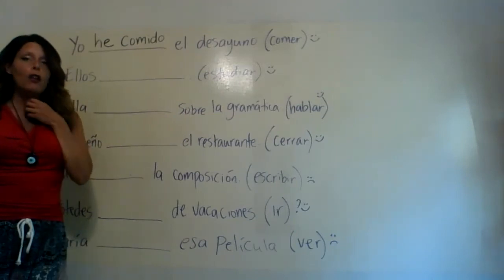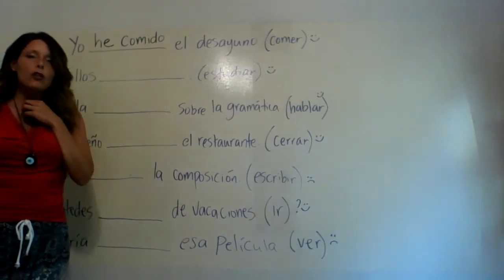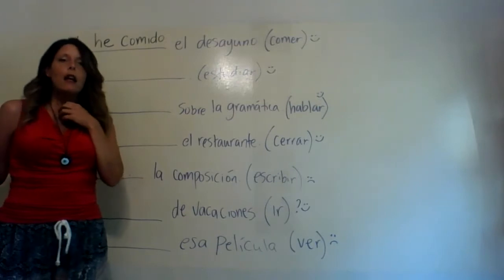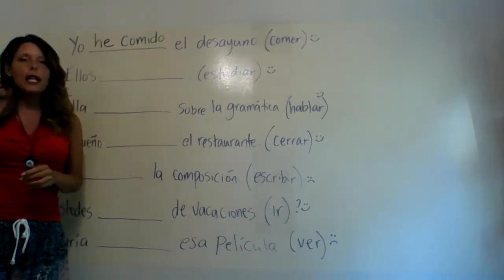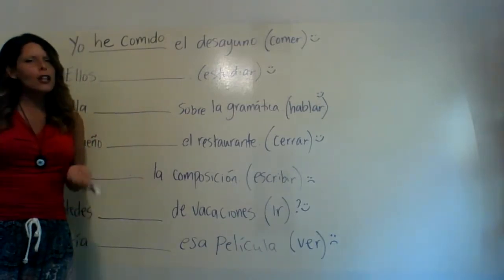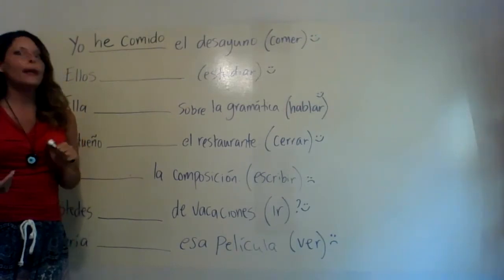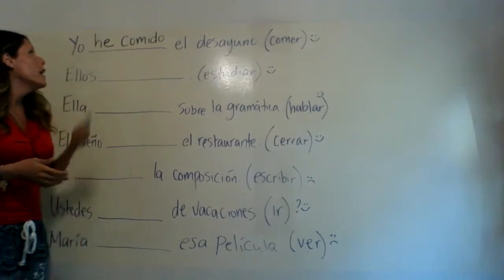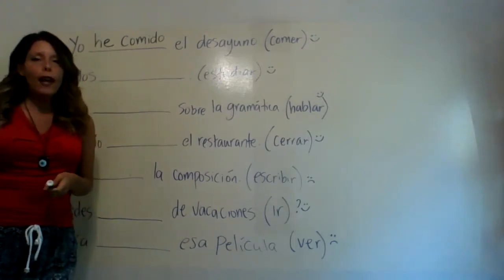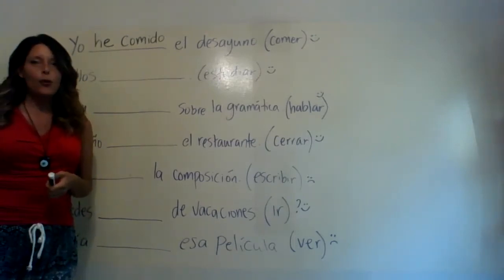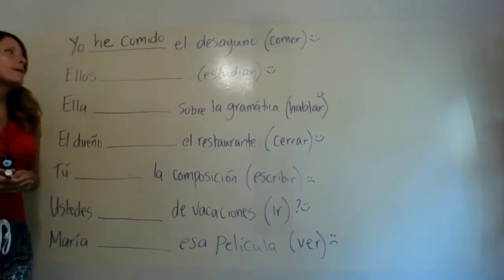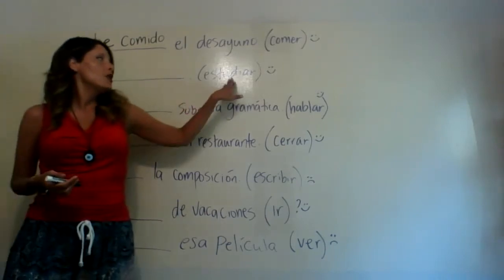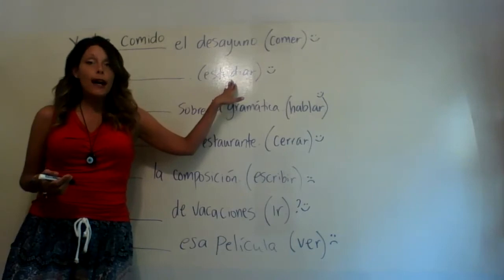If I were you, I would jot down what these sentences mean in English so that when you go back and look at anything later, if you're taking notes, you'll remember, what did that mean? Oh, it means I have eaten breakfast. So again, the whole sentence, yo he comido el desayuno. I have eaten breakfast.